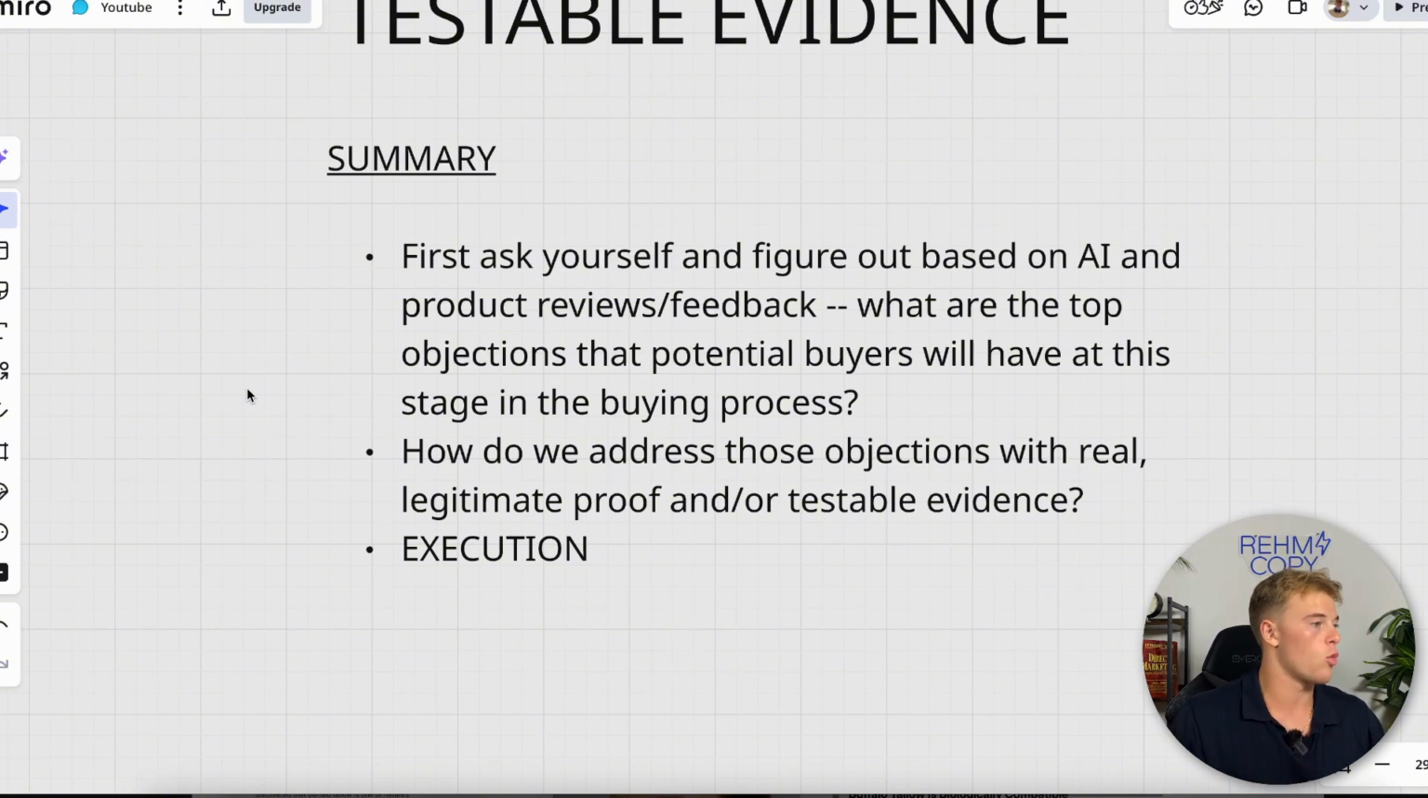And then everything after this is just about execution, meaning how clearly do you articulate those objection handles in the copy? How well does your design visualize all of that stuff? Are your subject lines good enough to actually get them to open the email in the first place so that you can handle their objection? These are all the things that you have to do right in order to really crush this and do it properly.